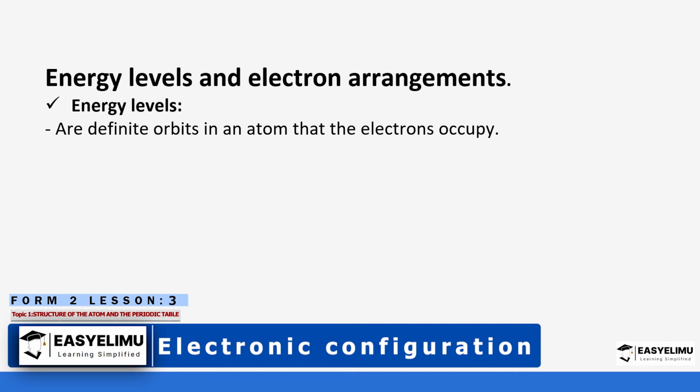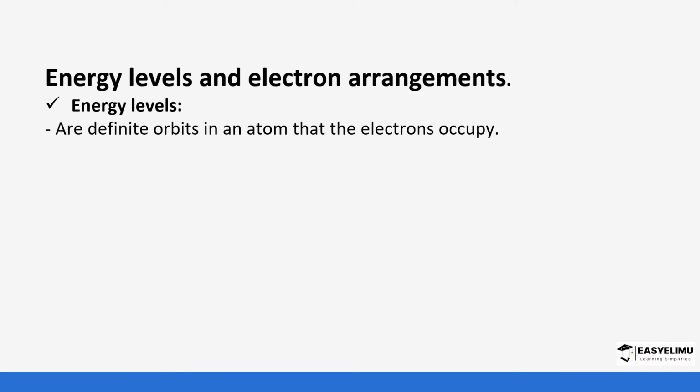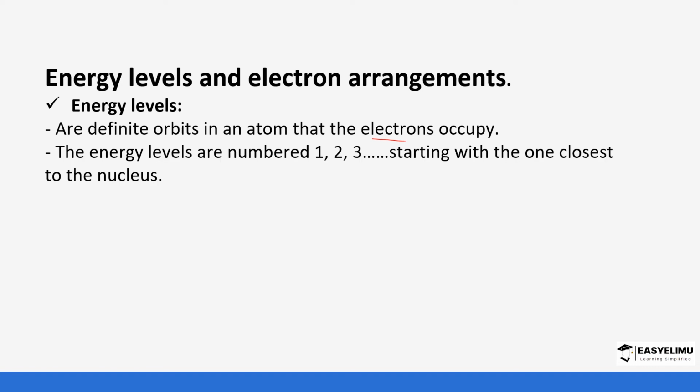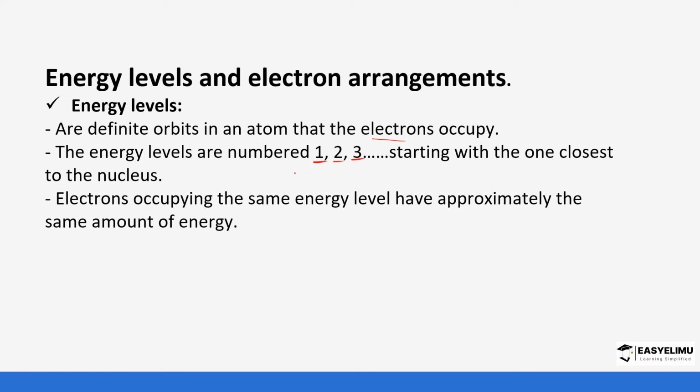Energy levels are usually orbits in the atom where electrons occupy. We also call them energy shells. They're usually numbered 1, 2, 3, starting with the closest one to the nucleus. So we number them according to how many levels they have. Electrons occupying the same energy level have the same amount of energy.